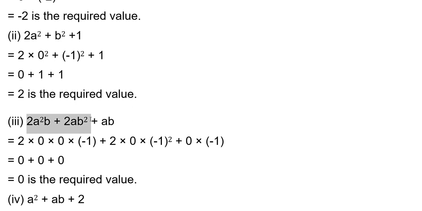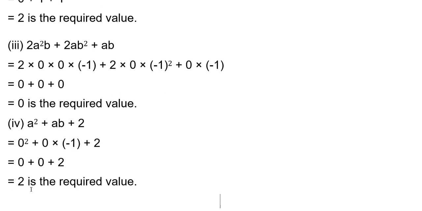Third, 2a square b plus 2ab square plus ab, that is equal to 2 into 0 into 0 into minus 1 plus 2 into 0 into (minus 1) whole square plus 0 into minus 1. That is all zeros, since 0 multiplied with anything is 0. So 0 is the required value.